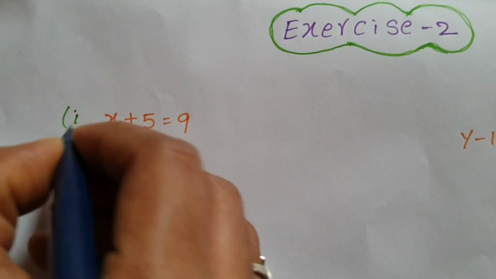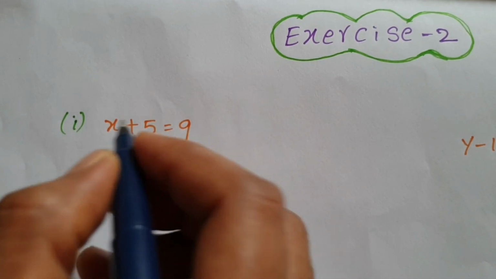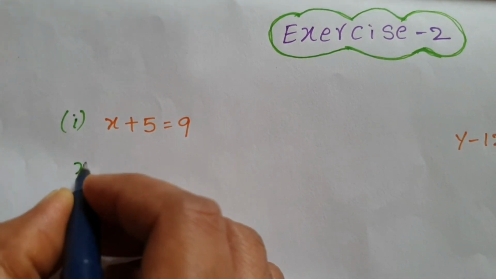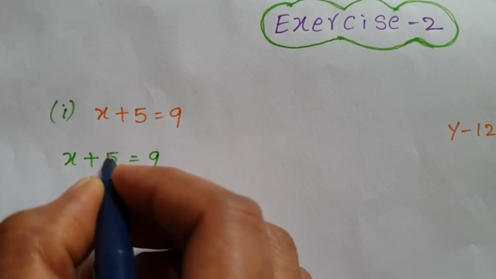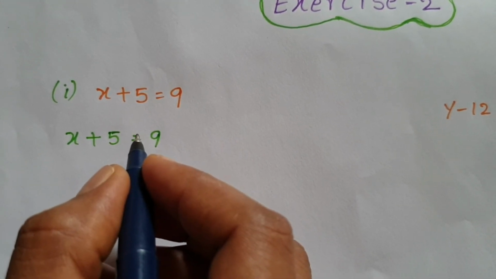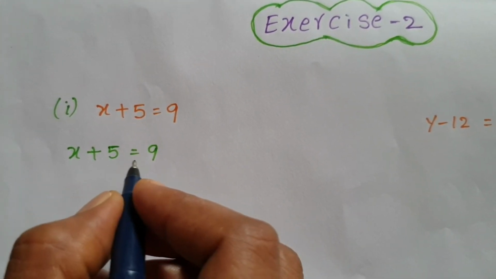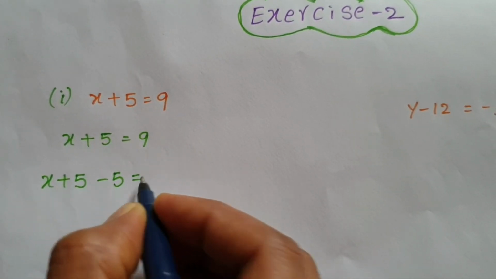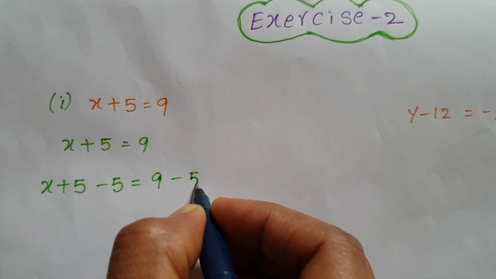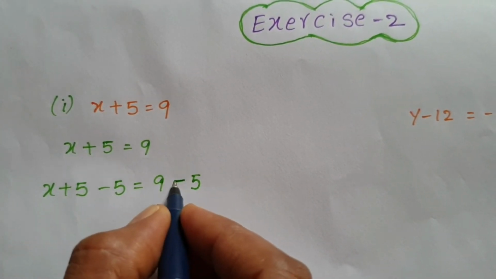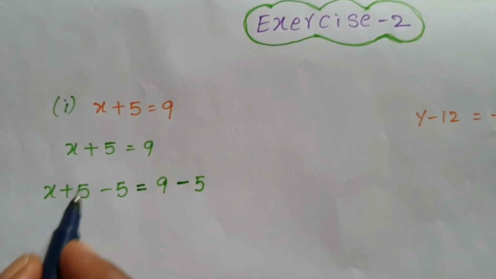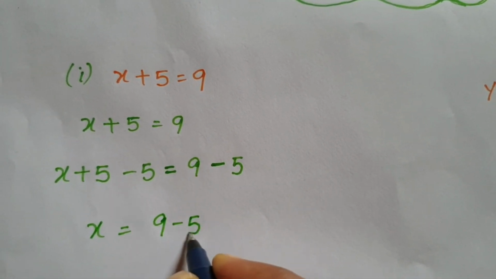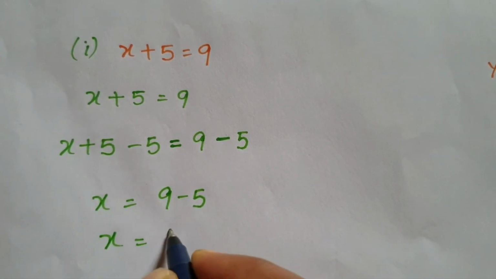So first question. X plus 5 equal to 9. Without transposing means keep it as it is, we want the x value. Here x plus 5 equal to 9. How does plus 5 get cancelled? Keep, for example, minus 5, it gets cancelled. So x plus 5, here minus 5, keep 9, this side also minus 5. Minus 5 on both sides. Now plus 5 minus 5 get cancelled. X equal to 9 minus 5. X equal to 9 minus 5, value 4.